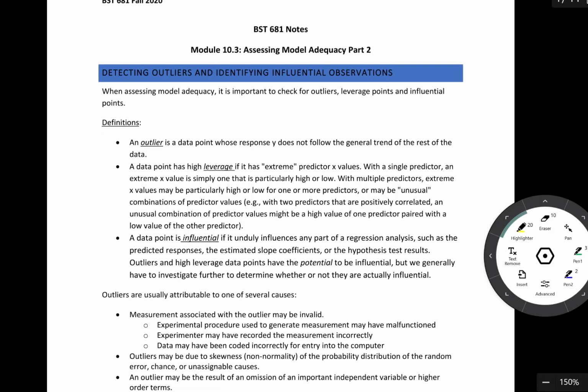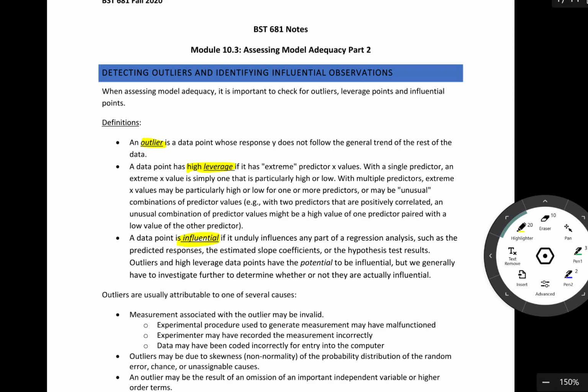Let's start out with just a couple definitions. An outlier is a data point whose response Y does not follow the general trend of the rest of the data. And a data point is considered to have high leverage if it has an extreme predictor X value. Now with a single predictor, an extreme X value is simply one that is particularly high or low. With multiple predictors, extreme X values may be particularly high or low for one or more predictors, or it may be an unusual combination of predictors.